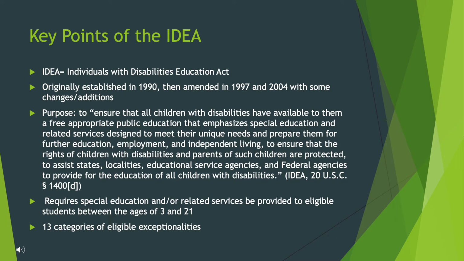The IDEA requires that special education and related services be provided to eligible students between the ages of 3 and 21. And the IDEA also includes a list of 13 categories of eligible exceptionalities.